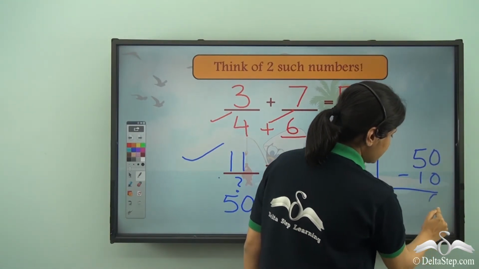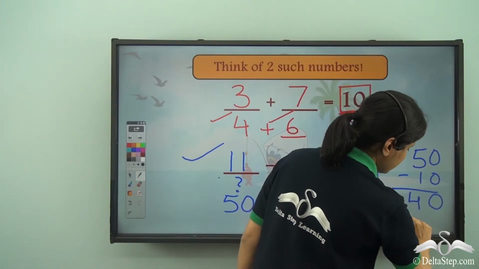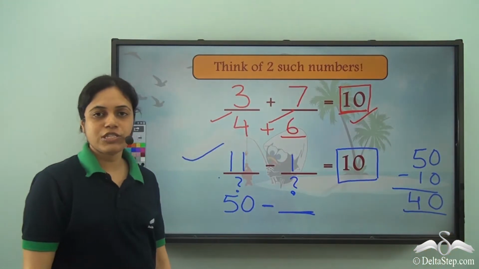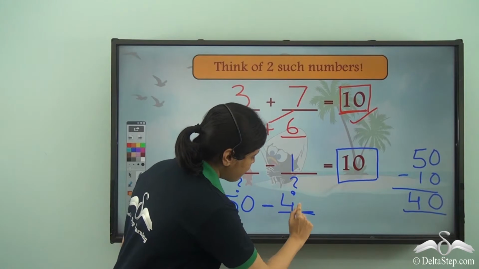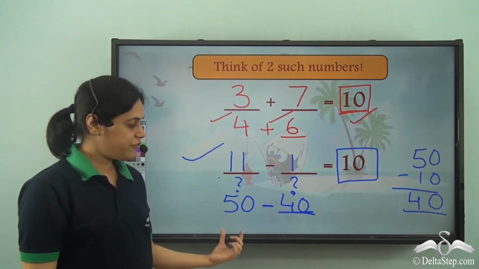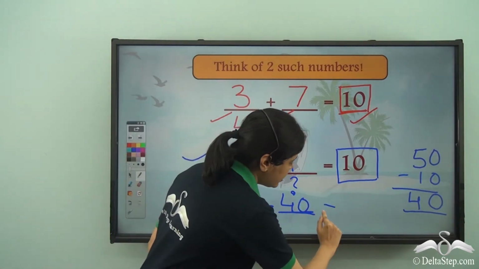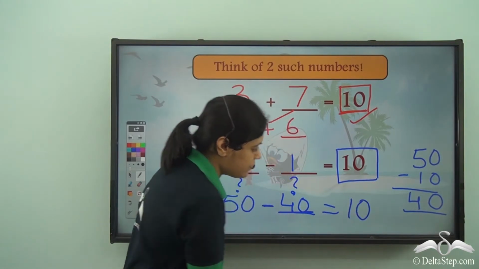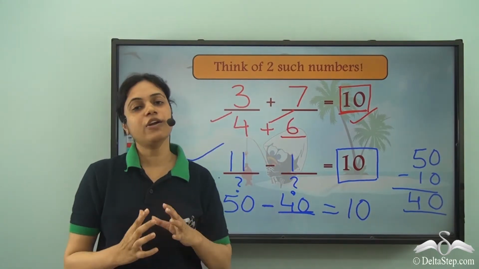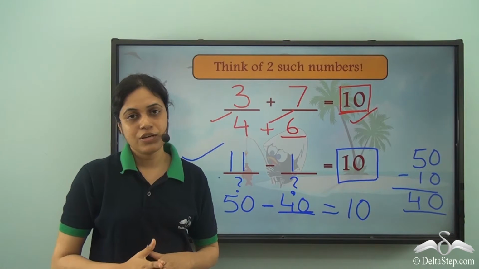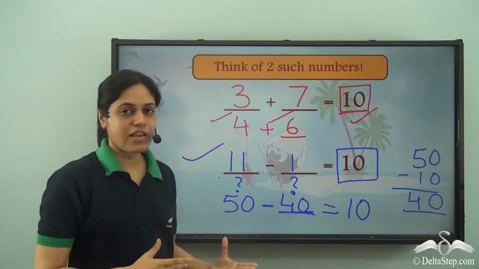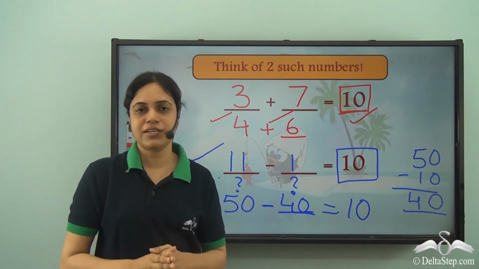So 0 minus 0 is 0 and 5 minus 1 is 4. I get 40. So I will have 40 here. 50 minus 40 is indeed 10. So 50 and 40 can also be the answers. So in this case as well, you can have a number of correct answers.